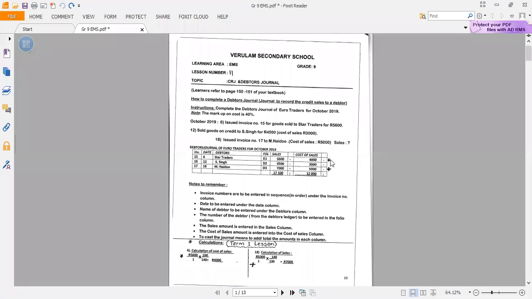Good afternoon, learners. Today we are going to discuss lesson number 11. The topic is on the cash receipts journal and the debtors journal.